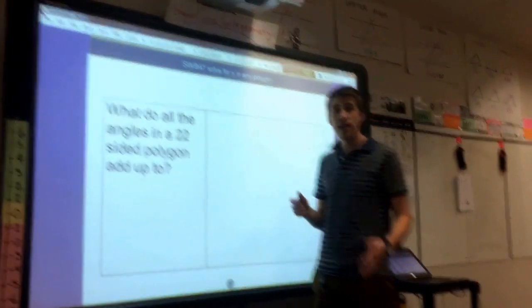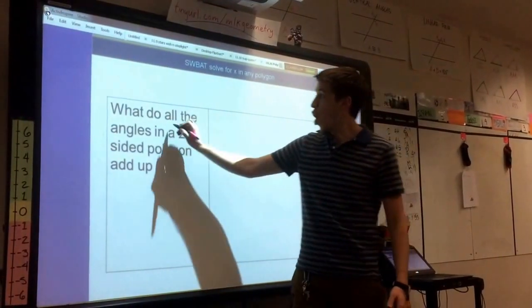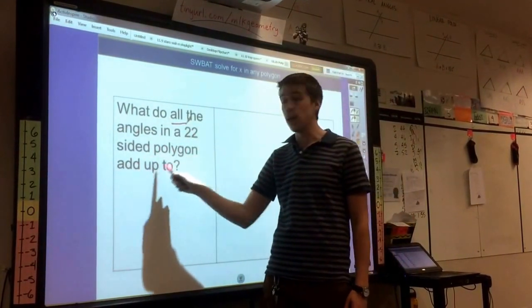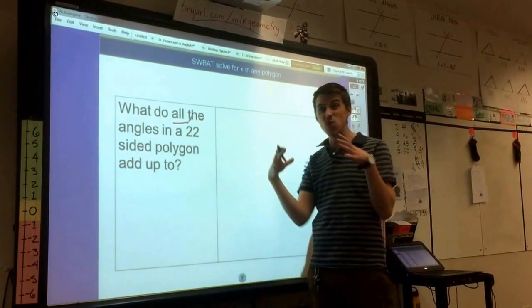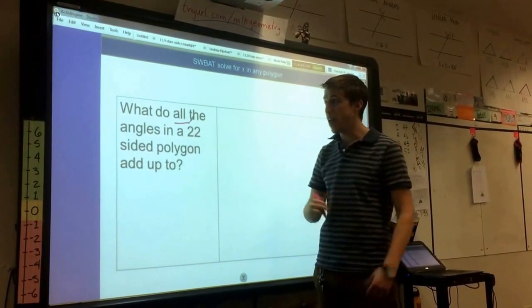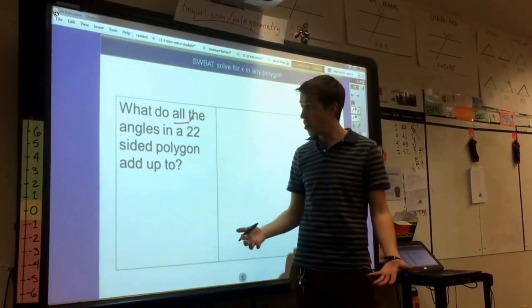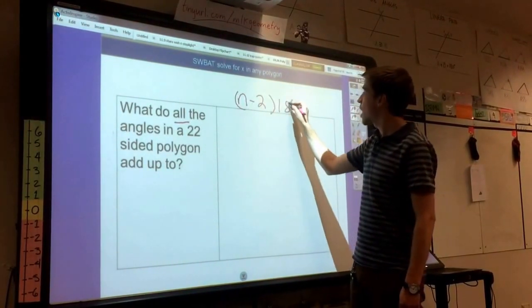So we're going to analyze a similar type of problem that Mr. Matthews just discussed. What do all of the angles in a 22-sided polygon add up to? This is a shape where if we drew it, there would be 22 different sides, and that means there would be 22 different angles. I want to know, if you add up all 22 angles, what's the total? We're going to use that formula that Mr. Matthews just discussed, n minus 2 times 180.